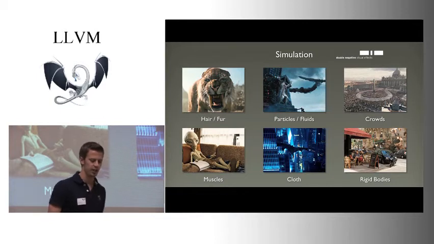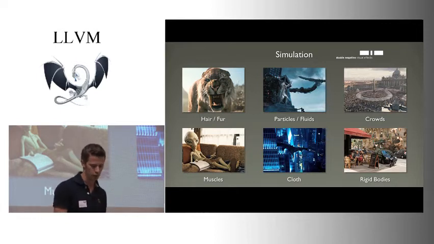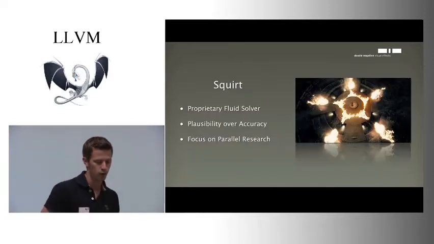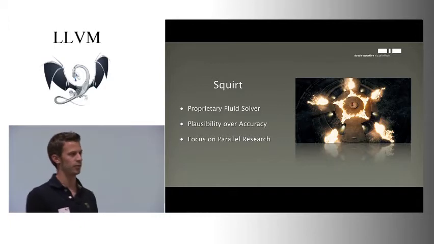First of all, the class of problems that we're trying to solve here. A lot of the problems that we tackle in R&D tend to be around simulation problems, where we're trying to solve things to put onto a film and see on the big screen. The first thing I'm going to talk about is fluids. That's the area that I work in. And we have our own proprietary fluid solver at Double Negative called Squirt.